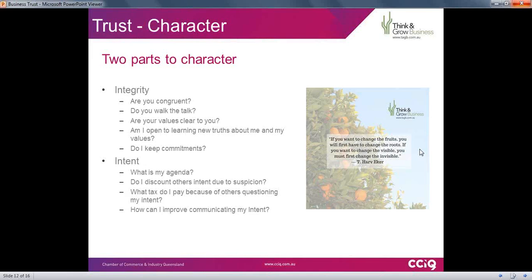When we talk about intent, we talk about what is my agenda. Agenda is huge, and once again, many leaders don't get this. It doesn't matter how much credibility someone has, if you continue to discount their agenda, their credibility means nothing. And the same with you. Your credibility means nothing if someone is discounting your agenda or is looking for the hidden agenda in your actions.